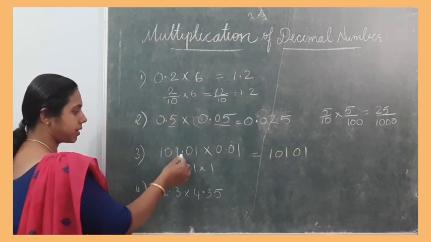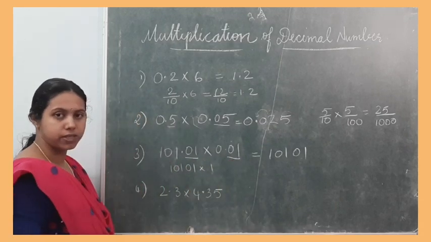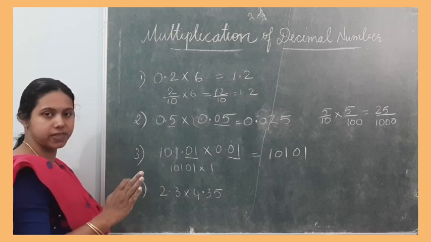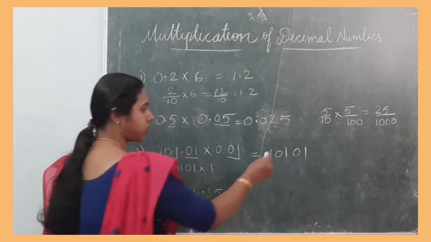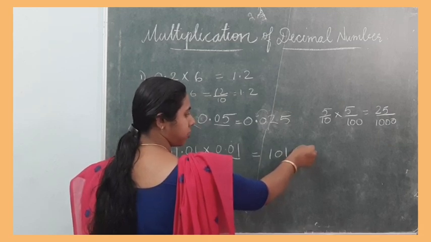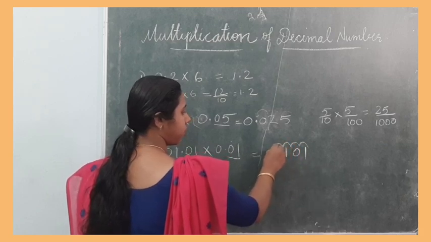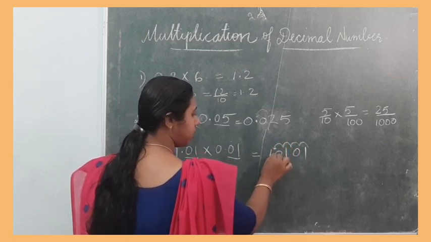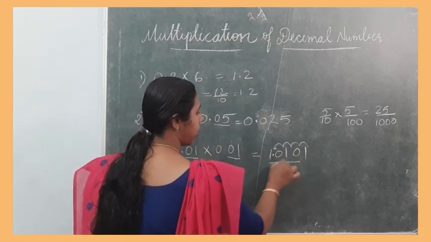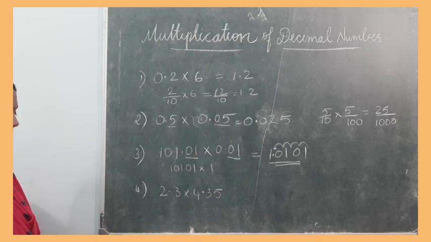How many decimal places? Now look, here 2 decimal places and here also 2 decimal places. Total how many? 2 plus 2, 4 decimal places you have to mark. So counting from the rightmost digit 1, 2, 3, 4. So the decimal point will come here. 1.0101. Very easily we got the answer.